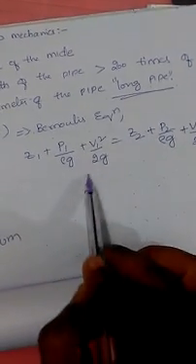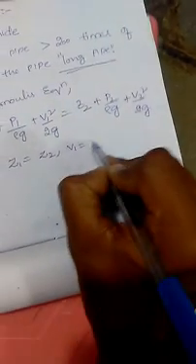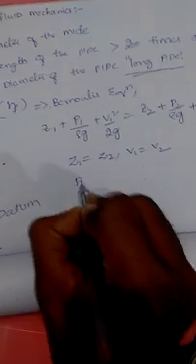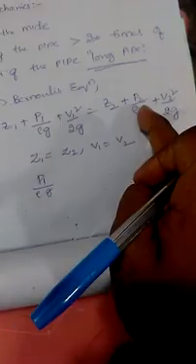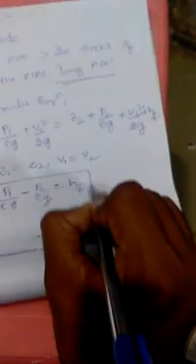For section 1 and section 2, we write Bernoulli's equation: Z1 plus P1 by rho g plus V1 square by 2g is equal to Z2 plus P2 by rho g plus V2 square by 2g. Because the pipe is horizontal, Z1 is equal to Z2, and the velocity is constant throughout the flow, so V1 is equal to V2. So we have P1 by rho g equal to P2 by rho g plus hf. There is a loss of energy that has taken place, and this is hf. So hf is equal to P1 by rho g minus P2 by rho g. Take this as equation number 1.